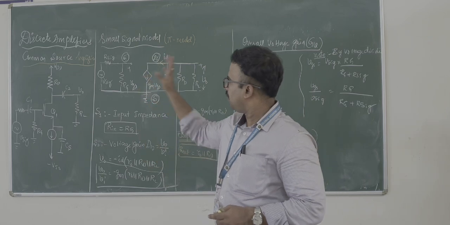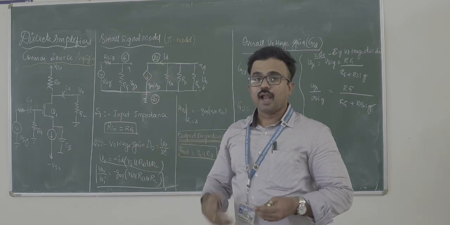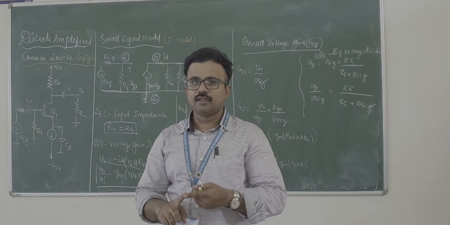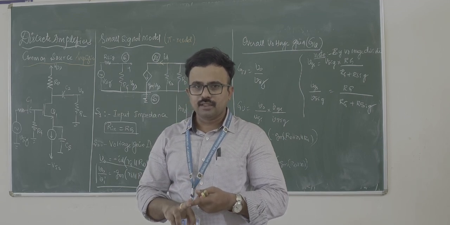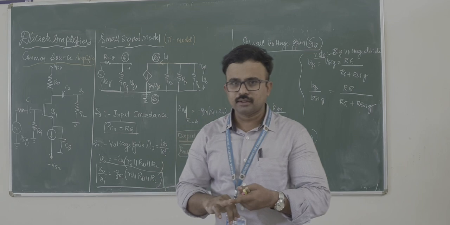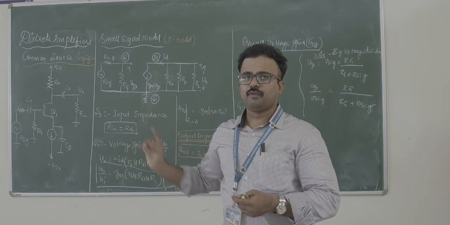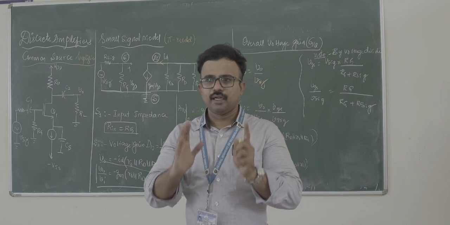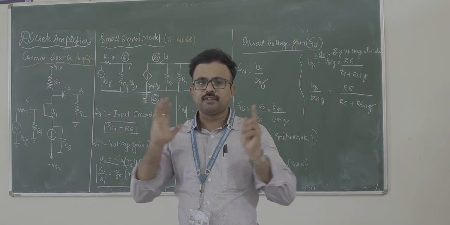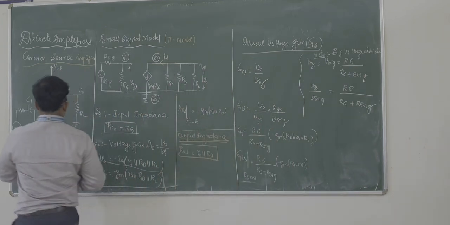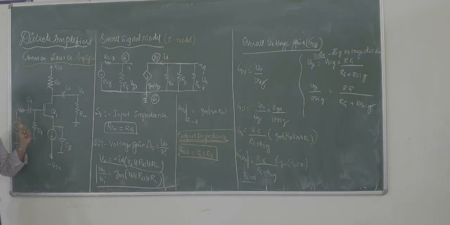First we will check out the common source amplifier and derive the different parameters like voltage gain, overall voltage gain, input impedance, output impedance for the considered amplifier. The intended thing is to derive these parameters. The circuit diagram of the common source amplifier is as shown on the left side of the board. The configuration is very simple.